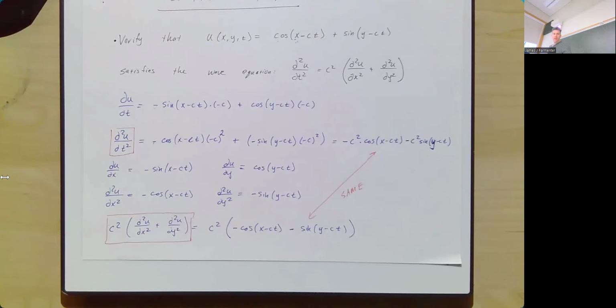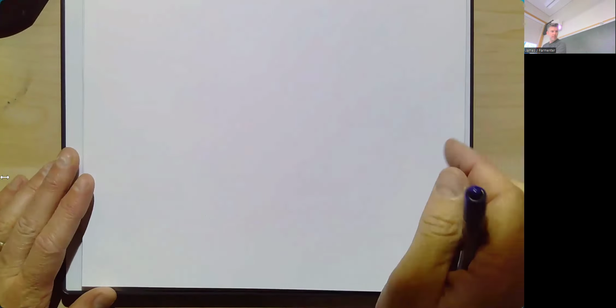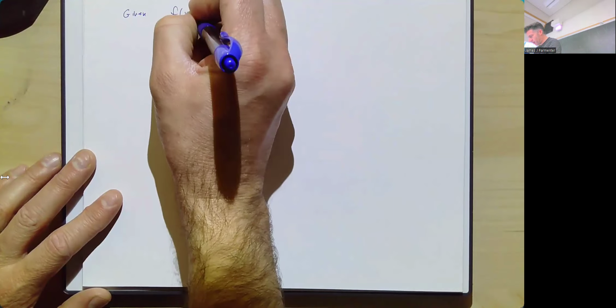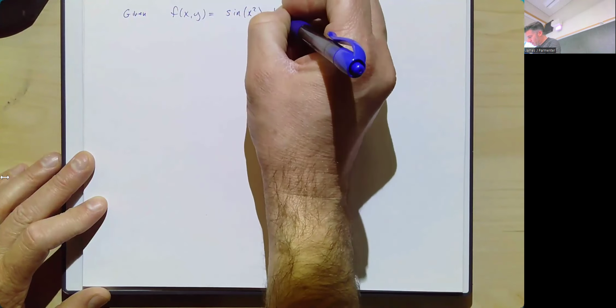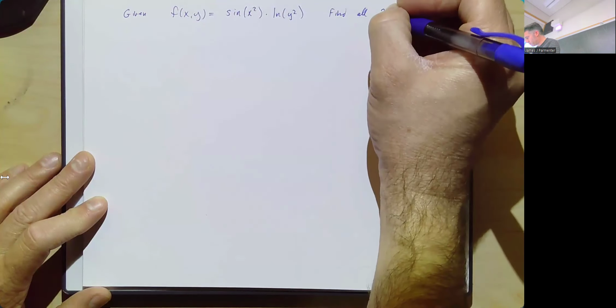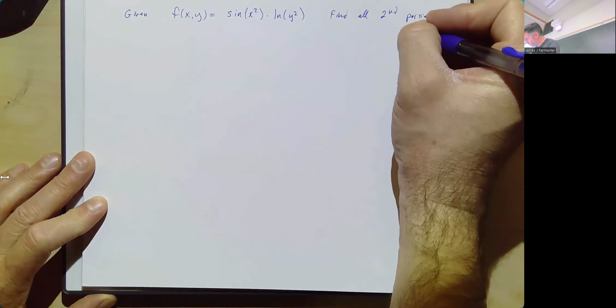Okay, let's go ahead and review that quiz question, which was finding the second partial derivatives of the following function. I should get some paper. Let's see, the question was, given f of x comma y equal to sine of x squared times natural log of y squared, find all the second partials. So when I read that, I should really say find all second partial derivatives.